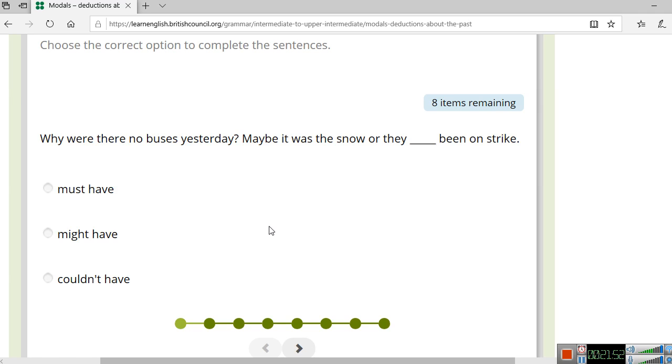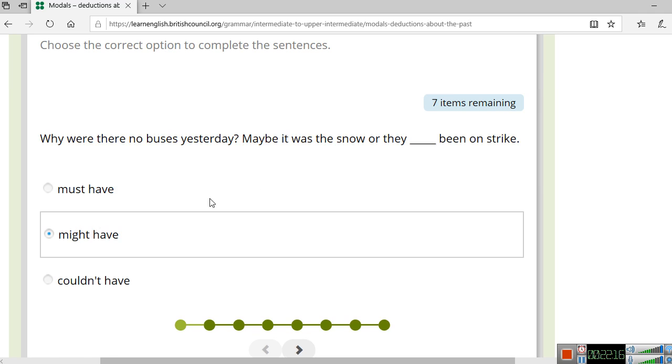Okay, teacher. Why were there no buses yesterday? Maybe it was the snow, or they, might have. Okay. Might have. Can you tell me why you are opting for might have in this case? What's the word that is giving you the clue, or how do you know about that in this specific sentence?